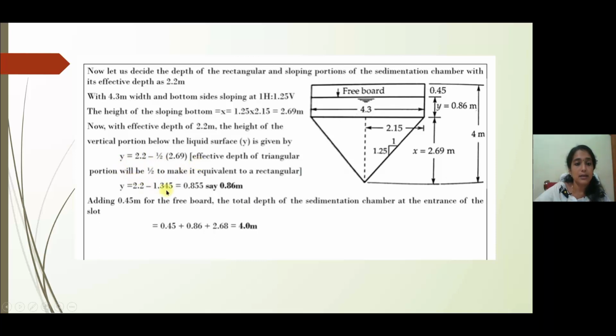That is 0.855, say 0.86 meter. This is the y portion, that is the rectangular portion. And adding a 0.45 meter freeboard, the total depth of the sedimentation chamber at the entrance of the slot will be 0.45 plus 0.86 plus 2.68, that is 4 meter.